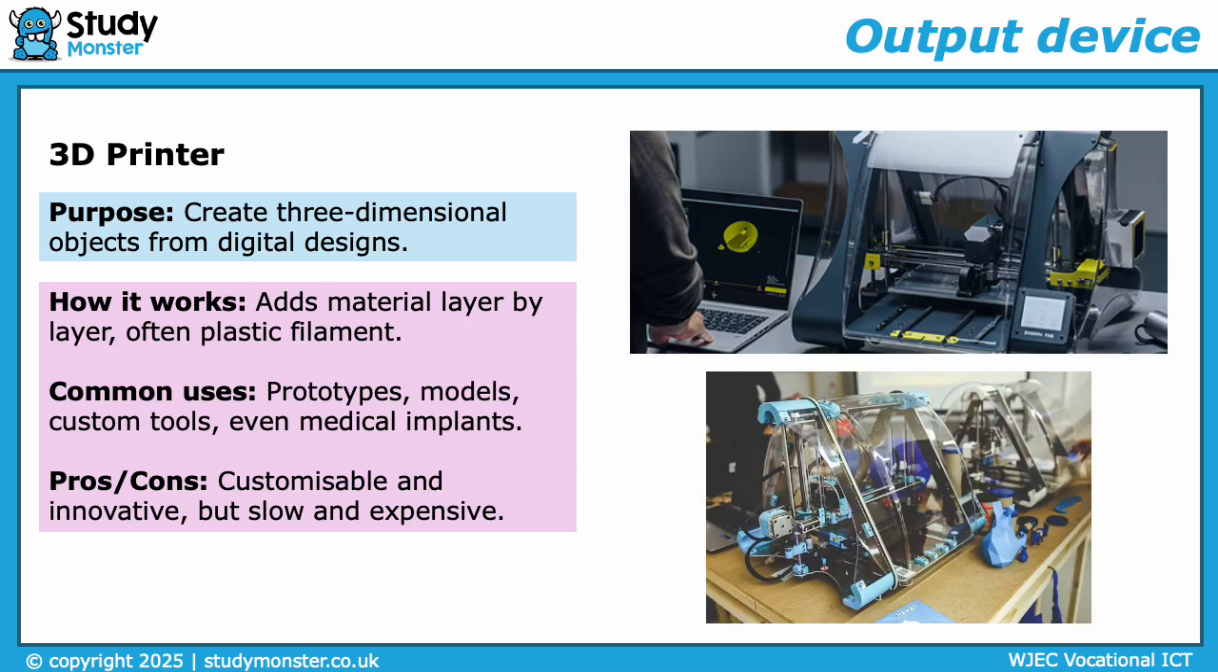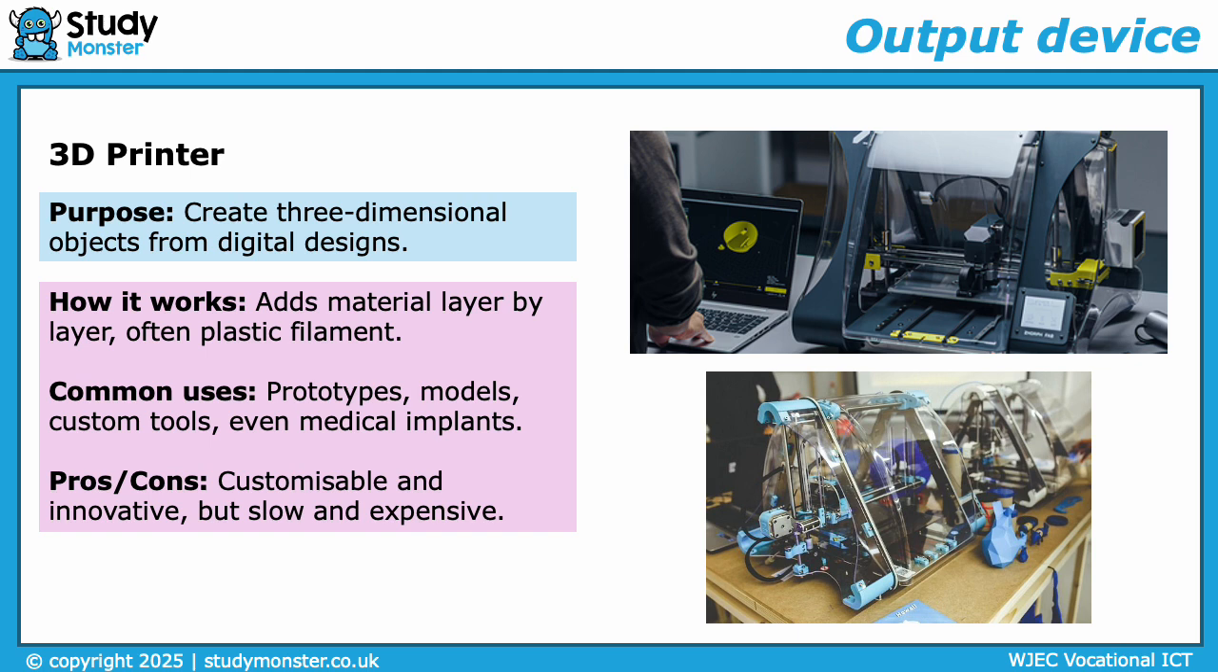Right, 3D printers, the newest type of printer. You may be lucky enough to use one of these before. Creating three-dimensional objects from digital designs. They use different types of materials, mainly plastics and things like that. How it works is it adds material layer by layer, often plastic, but there are other types of 3D printers that use other types of materials.